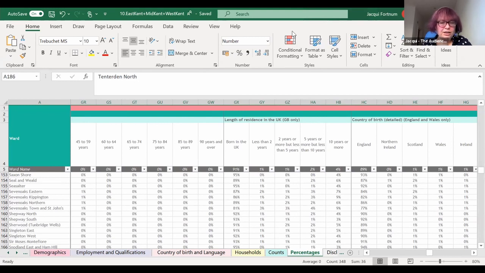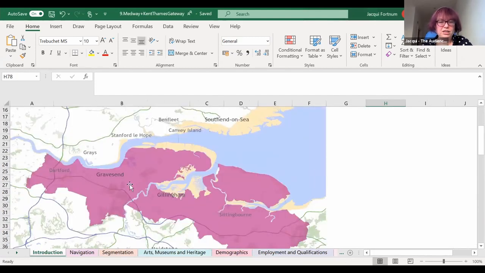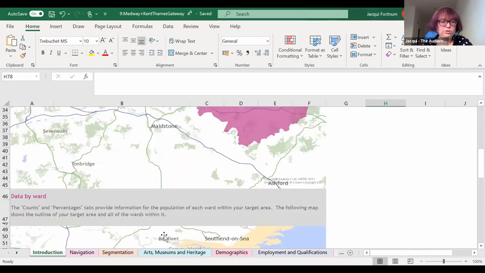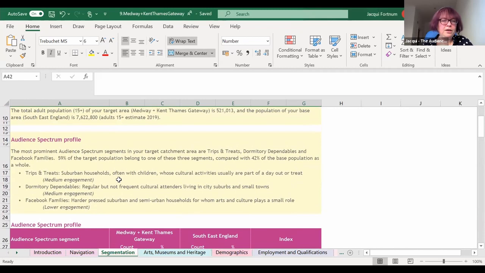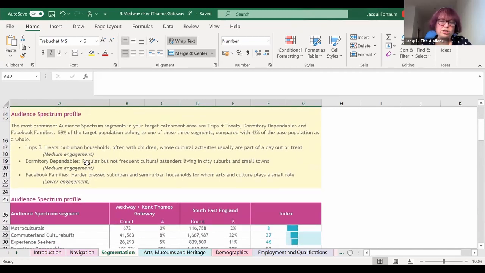So we'll just have a very quick look at the other area profile, which is Medway. This has all of the same information in it. What we will see when we look at the segmentation in a moment is that although trips and treats and dormitory dependables, and we'll look at who those people are in a minute, are significant in both this area and in the other Kent profile, there is a difference in that in the other Kent profile, commuter land culture buffs are one of the top 3. They don't feature in Medway and Kent Thames Gateway, but Facebook families do, and they don't appear in the top 3 for the other region.